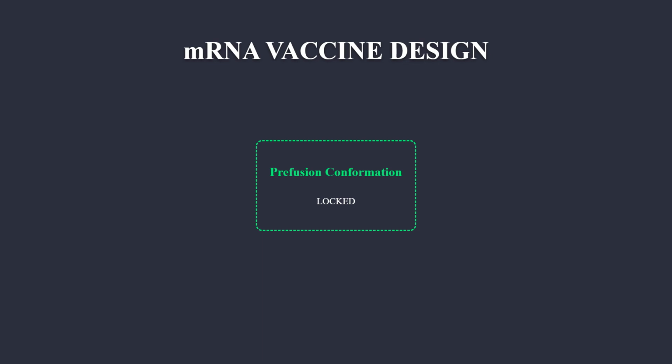This stabilization prevents the natural conformational shift, effectively blocking the virus's critical entry mechanism. The vaccine utilizes synthetic messenger RNA encoding the stabilized pre-fusion spike protein. This messenger RNA sequence is meticulously optimized using codon usage bias to maximize expression efficiency within human cells. A fundamental modification involves replacing all uridine nucleotides with N1-methyl pseudouridine.